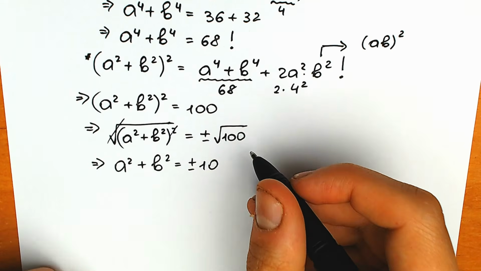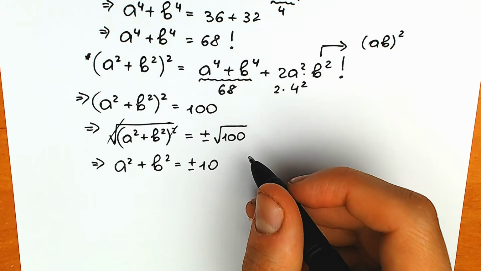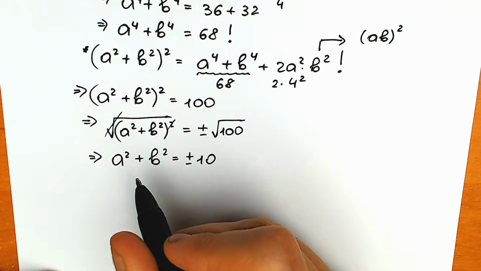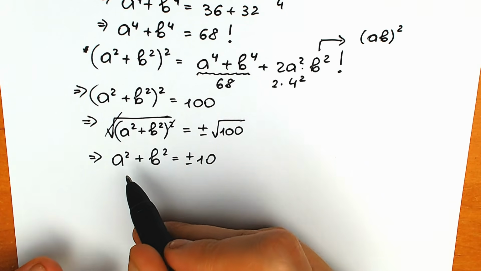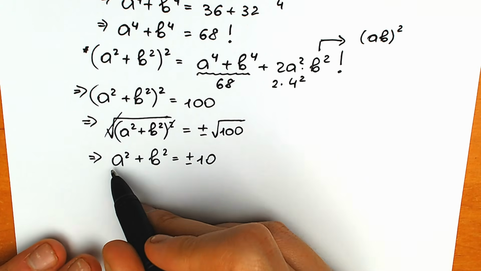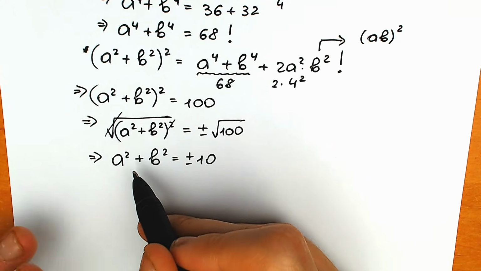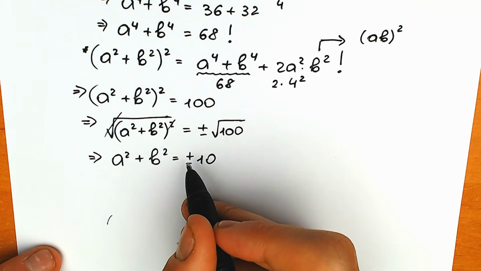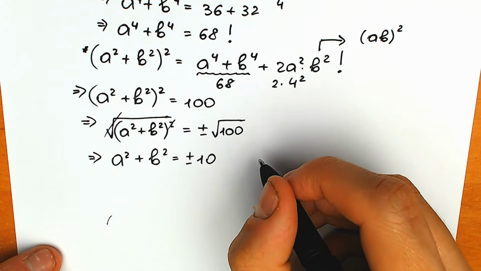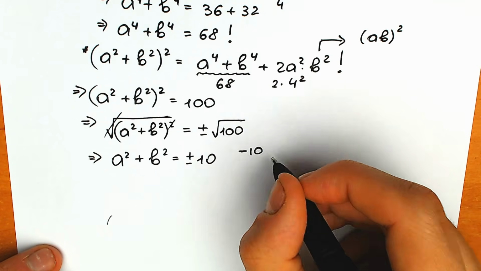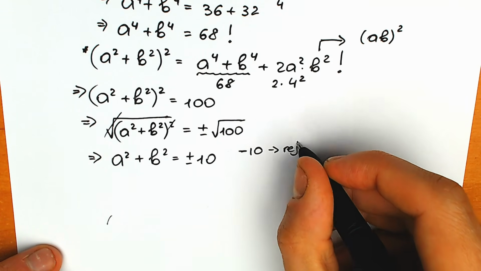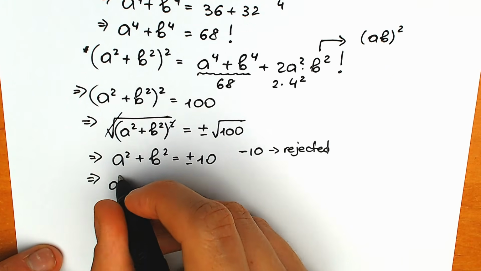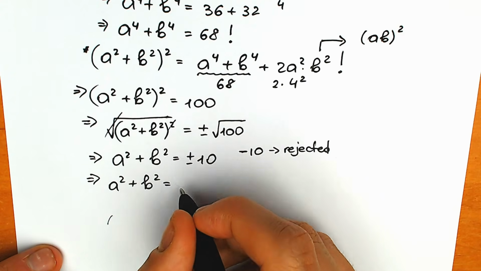And one really important moment right here, because in this case, on the left side, we have the sum of two squares. And for a sum of two squares, it doesn't matter if we're talking about negative a and b or negative, positive, positive, negative. Doesn't matter what combinations we consider right here. There is no way this sum of two squares is equal to negative 10. Okay, so we need to reject negative 10, we reject this. So we're talking about a classic a² + b² equal to 10.